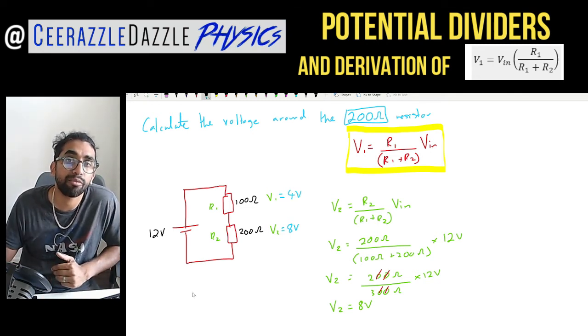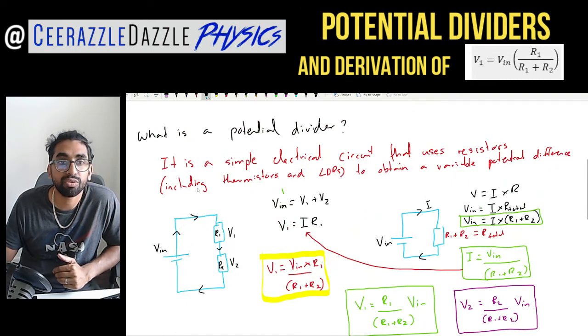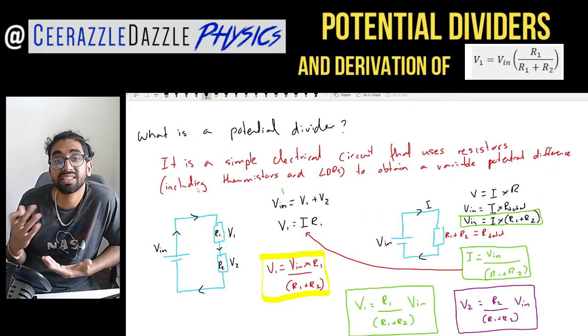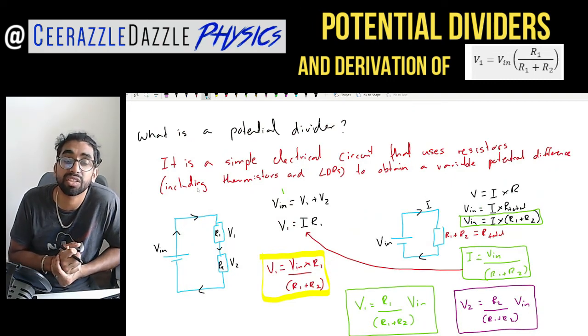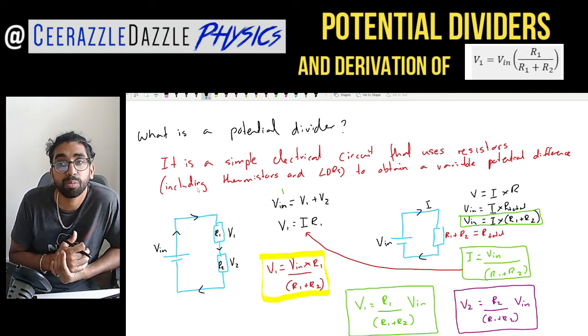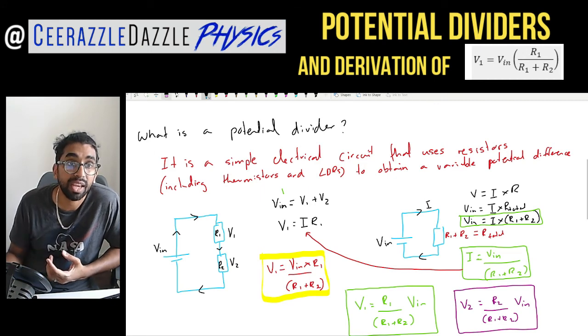We'll have a quick recap right from the top. Right, so potential dividers. What is a potential divider? It is a simple electrical circuit that uses resistors, including thermistors and LDRs, to obtain a variable potential difference. And we have a formula which we proved. First of all, this is how I did it.